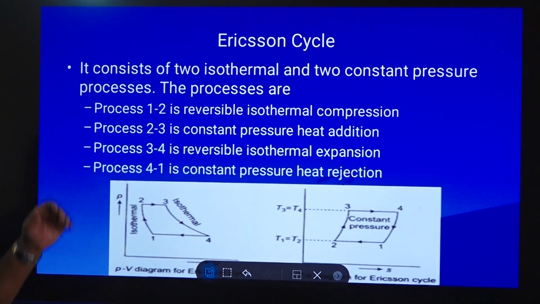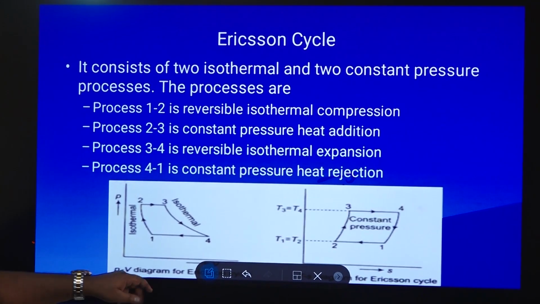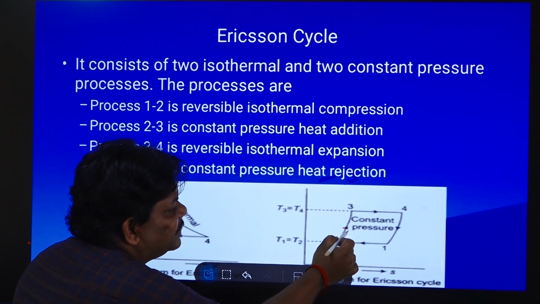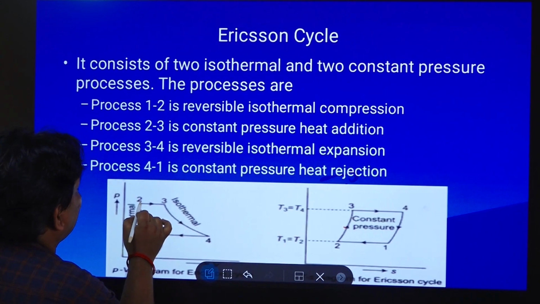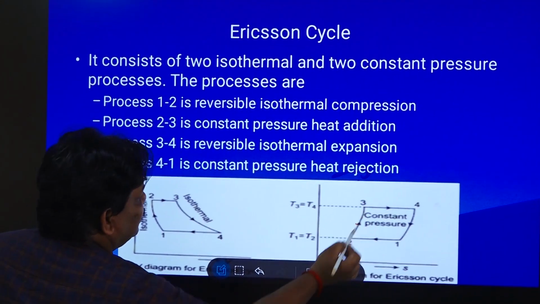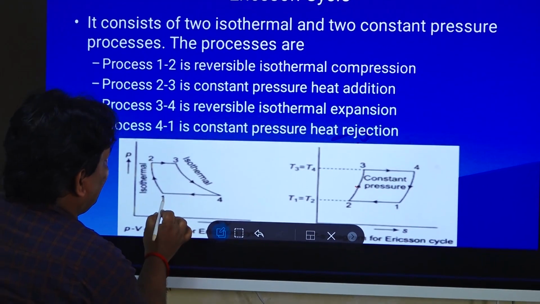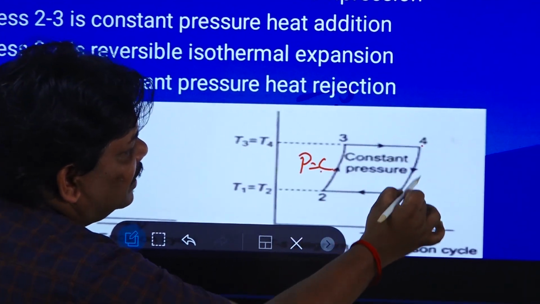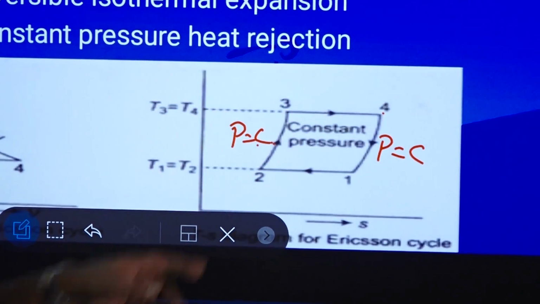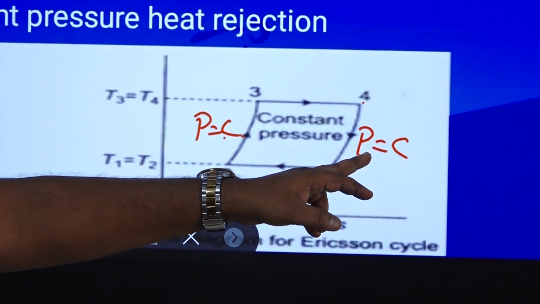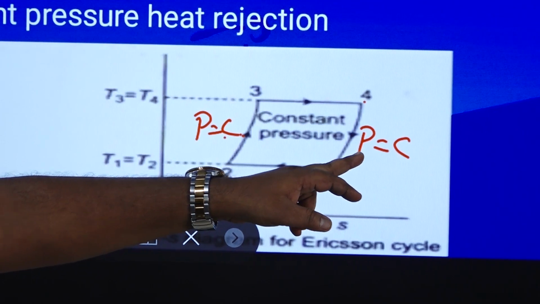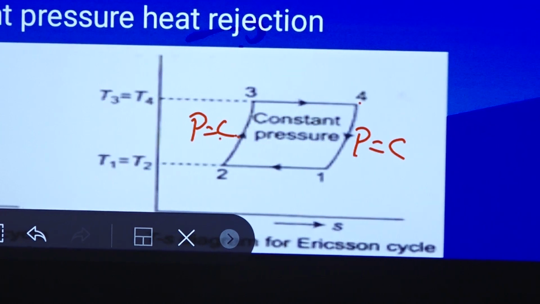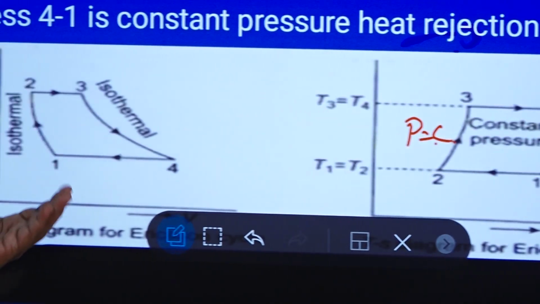Now the Ericsson cycle. In the case of the Ericsson cycle, it consists of two isothermal processes and two constant pressure processes. These two are constant pressure processes, that is 2 to 3 and 1 to 4, or 4 to 1. Pressure remains constant there. And in the case of the Stirling cycle, these two are constant volume processes, that is isochoric, so there it is V is equal to C. Here P is equal to C. So the diagram may not be similar.